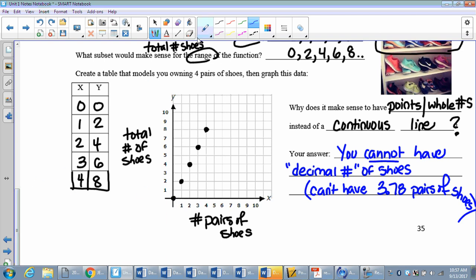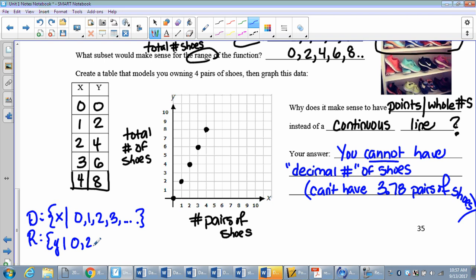So if I asked you for your domain on this, my domain, I would be listing 0, 1, 2, 3. And for my range, I would also have a list. 0, 2, 4, 6, and so on. Because we have no continuity here. This is discrete. These are countable points.